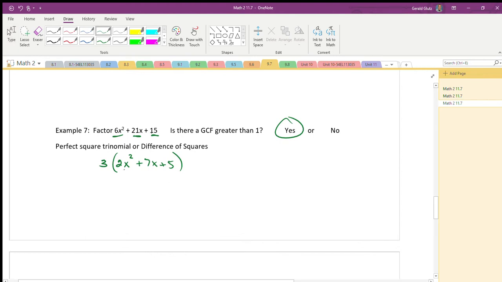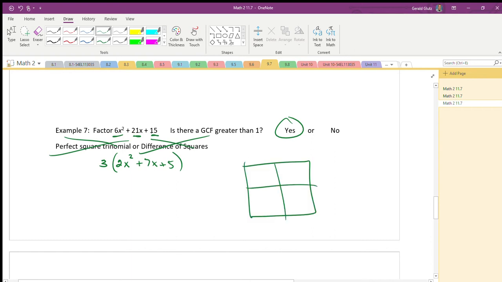So can we take the square root of 2, first of all, and get a whole number? No, we cannot. Can we take the square root of 5 and get a whole number? No, we can't. So it's not going to be a perfect square trinomial. It's definitely not difference of squares because, first of all, we have 3 terms. For difference of squares, we only can have 2, and there would have to be a minus sign. So it can't be difference of squares. So we're just going to have to factor it the old-fashioned way.